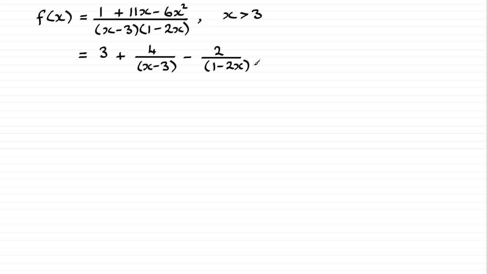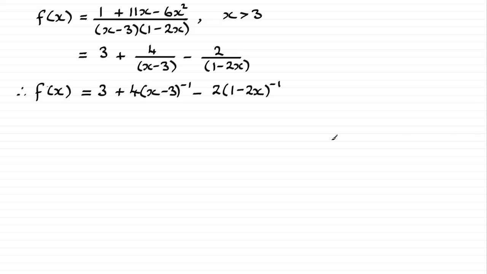Now, if I'm going to differentiate this, it's best if I rearrange these fractions, bring the denominators up to the top. So this is going to be 4 times all of x minus 3 to the power negative 1, and this will be minus 2 times 1 minus 2x to the minus 1. So I get this result here. Now I'm going to differentiate this. It's ready for differentiating. So therefore we get f dash x, or f prime x, the first differential of f of x, with respect to x. Well, when it comes to differentiating 3, that's going to go to 0.